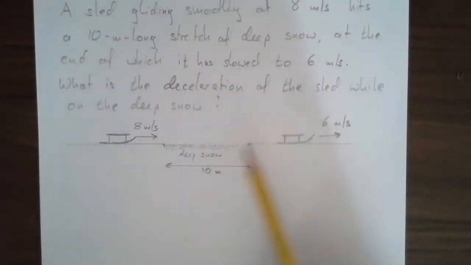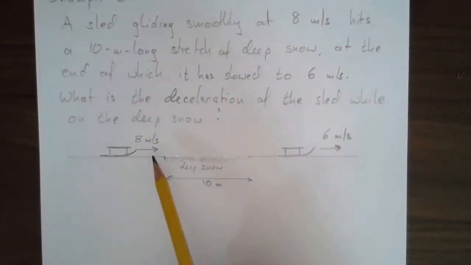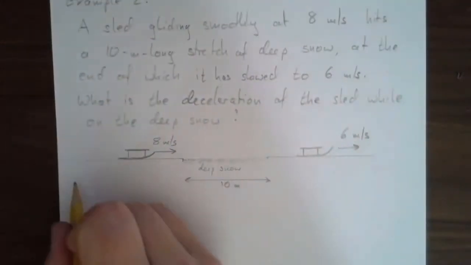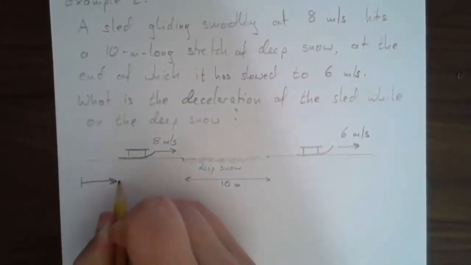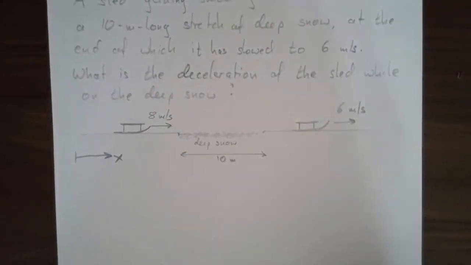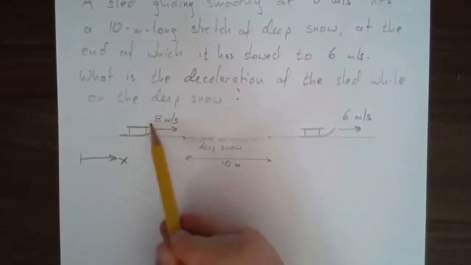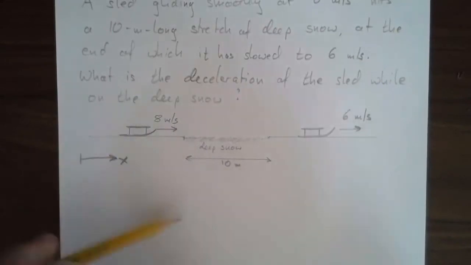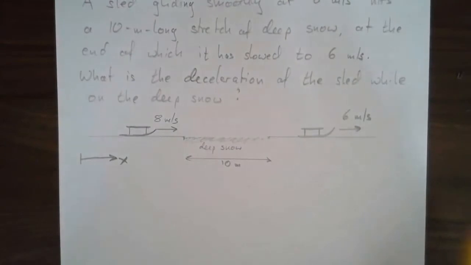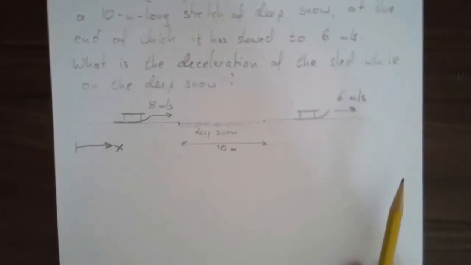So we know what it means here. We're really trying to find the acceleration, but we expect the acceleration to be a negative value if this is the positive direction. If you write this down, I'm going to make this the positive direction. So that means our acceleration should be negative, because my velocity is positive, it's 8 in the positive direction, now it's 6 in the positive direction, my change in velocity is negative, so my acceleration I expect should be negative. That's what we mean by deceleration.